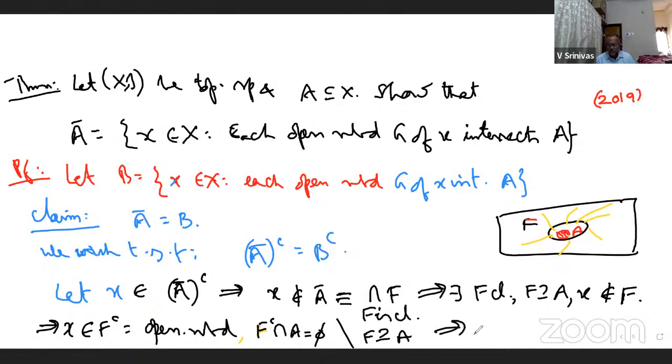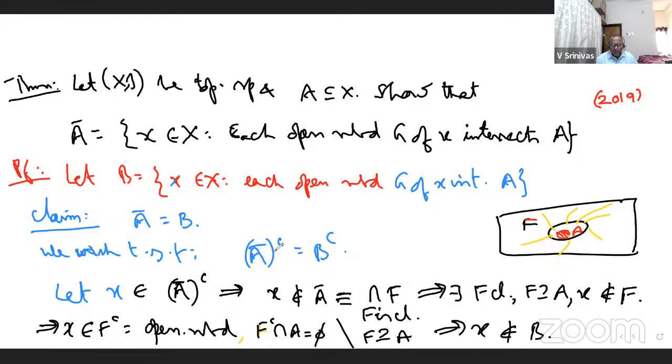This implies that X does not belong to B. Okay. Because B is this collection. And you have got an open neighborhood G equal to F complement of X, which does not intersect A. If small x were here, every open neighborhood G of X must intersect A. But this violates the defining criterion of small x. Therefore, small x will not be present in B.